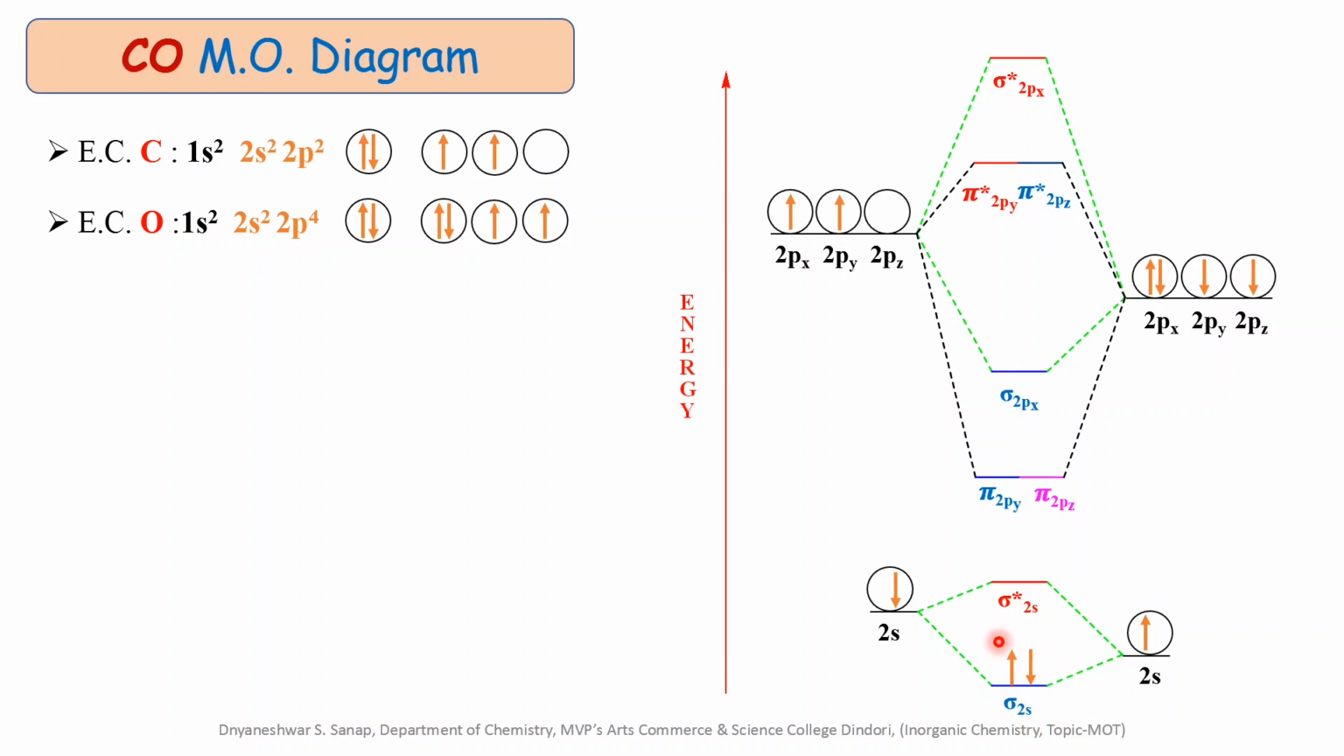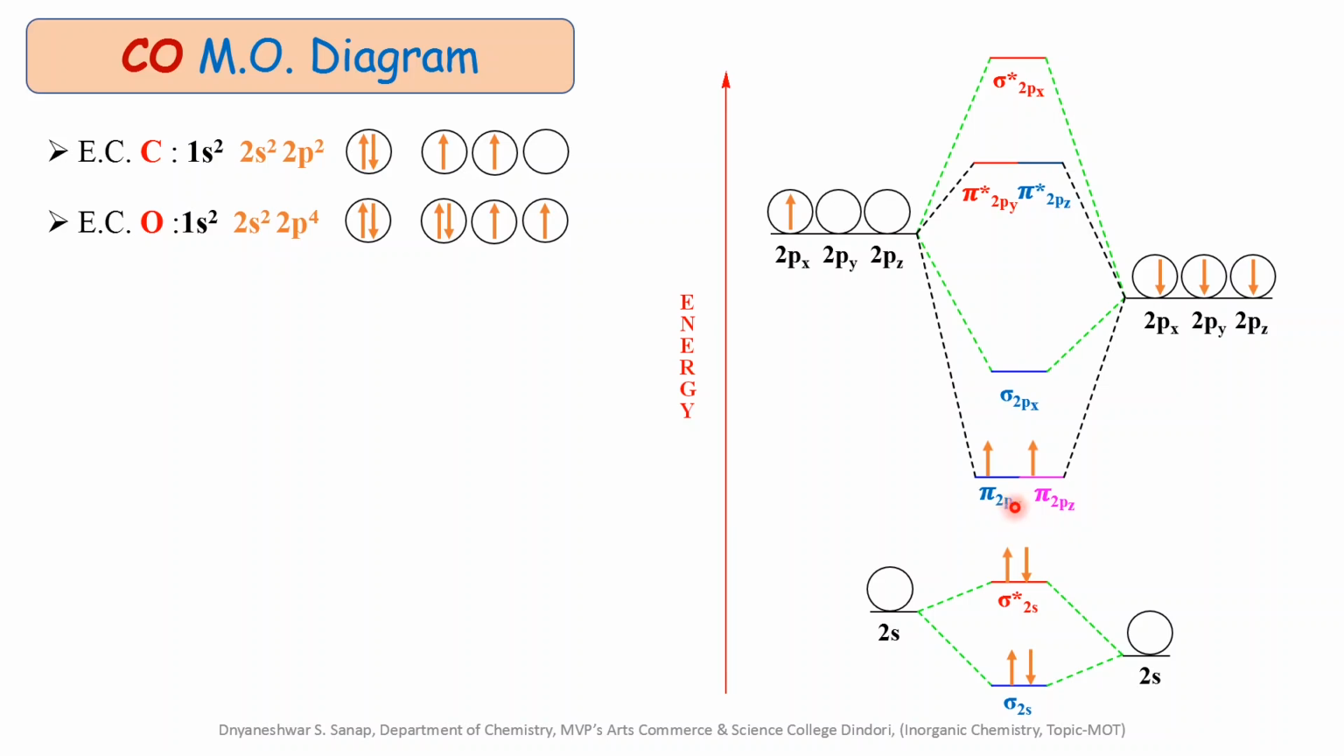After complete filling of the sigma 2s bonding molecular orbital, the third electron goes to the sigma star 2s antibonding molecular orbital. Similarly, the fourth electron also goes to the sigma star 2s antibonding molecular orbital with reversal of spin. The fifth electron goes to the lowest unoccupied molecular orbital, that is pi 2py, and the sixth electron comes to the pi 2pz lowest unoccupied molecular orbital.